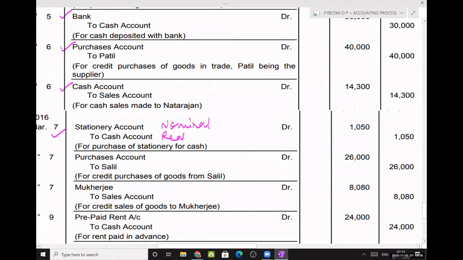Remember these small things for MCQs. Stationery is part of which type of account? It's a nominal account. The nominal account golden rule: debit the expense. Cash is what? A real account. The real account rule is debit what comes in and credit what goes out.